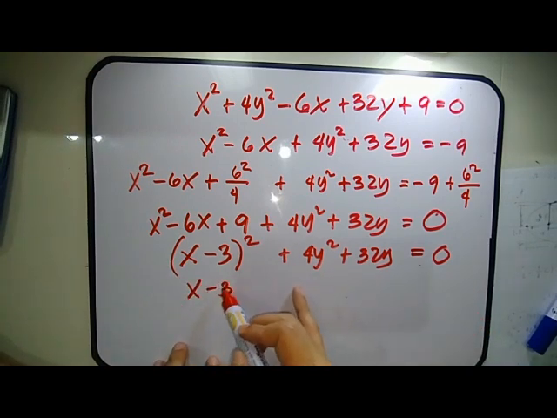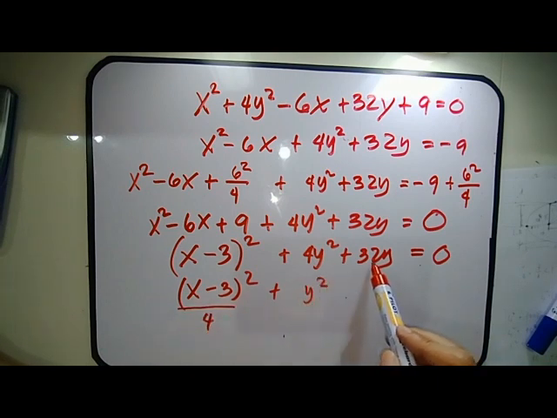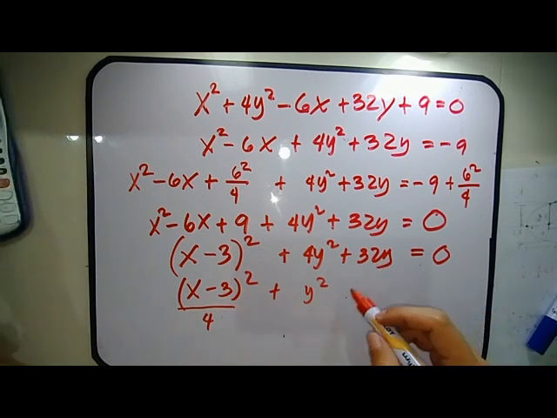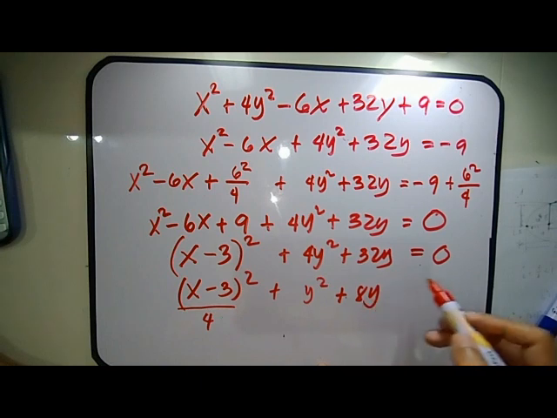You have x minus 3 squared. So, tanggalin natin yung coefficient ng second degree. So, i-divide natin both sides by 4. So, divided by 4. You have here y squared. So, 32 divided by 4, that is 8. So, y squared plus 8y.